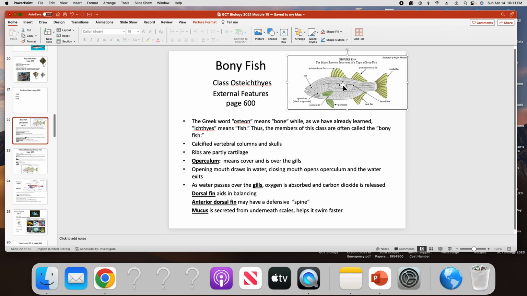They have a dorsal fin that aids in balancing, and there's the anterior dorsal fin and the posterior dorsal fin. The anterior dorsal fin may have sort of a defensive spine, but it's just like a hook or a barb that can be painful if you grab it. And then finally, to help reduce friction in the water, the fish have a mucus that's secreted from underneath the scales and helps it swim faster.